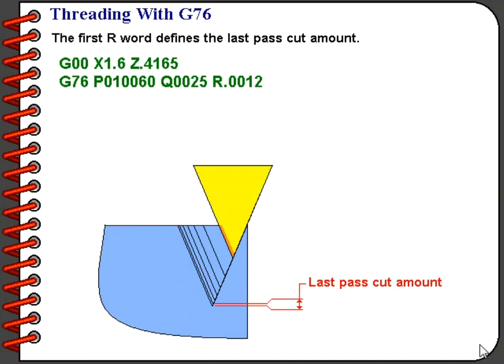There's yet one more variable on this first line of G76, and that's the R word. Now, the R word can use a decimal point, so that's kind of a nice relief. And all the R word is specifying is our last pass cut amount. Our minimum infeed amount was controlled by the Q word. The R word is just simply saying that our very last cut, we're going to take the amount that we specify here.